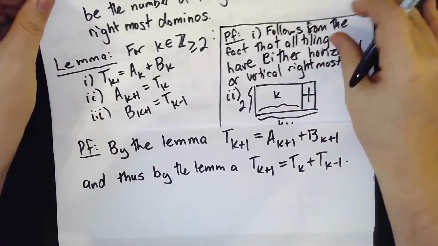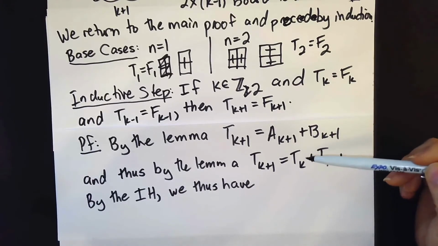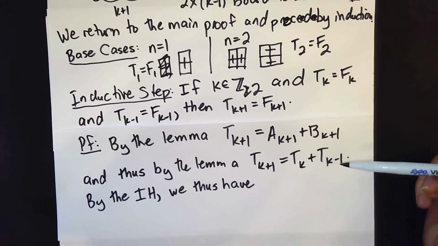Now, we finally get to put to use this whole bit about the Fibonacci numbers, which you might notice, despite the fact that this is a proof about the Fibonacci numbers, we've not really talked about the Fibonacci numbers in this proof basically at all. But our inductive hypothesis is exactly that t sub k is f sub k and t sub k minus 1 is f sub k minus 1.